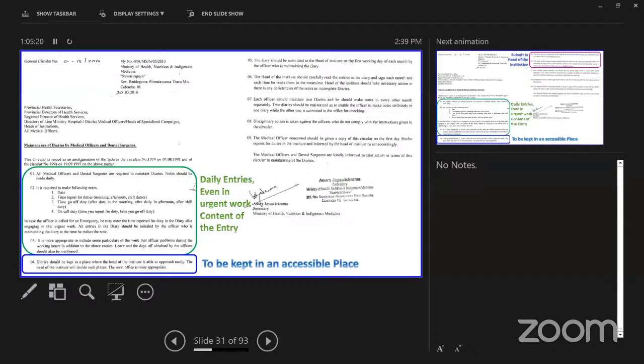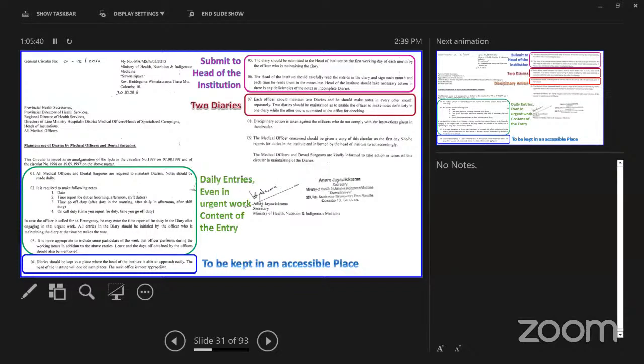The diary should be kept in an accessible place where any officer can inspect it. So that is this word. Submit to the head of the institution on the first working day of every month, and the head of the institution should endorse the diary. Then two diaries should be maintained so that he could make notes separately every other month. Two diaries should be maintained to enable the officer to make notes in one diary, while the other one is submitted to the office for checking. So two diaries is an important factor.